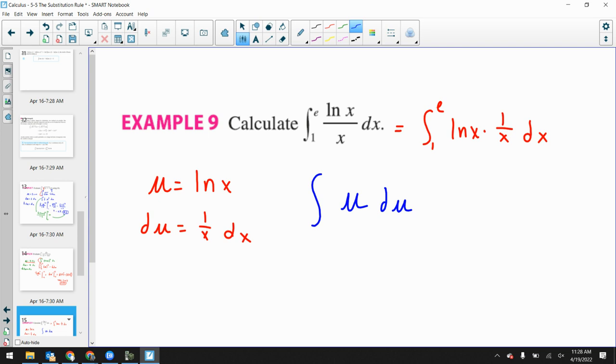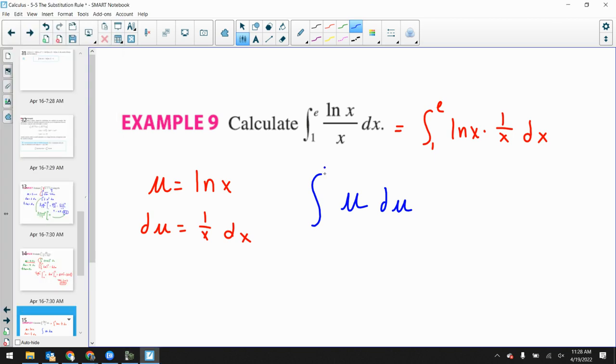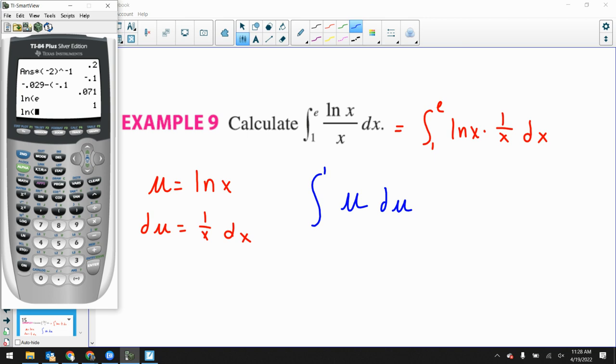Okay, so top is e. What is ln of e? If we don't remember, ln of e, it's just 1, right? Because it'd be log base e of e. Those would cancel, just leaving a 1. So ln of e is 1 up top now. And then ln of 1. And what is ln of 1? 0.